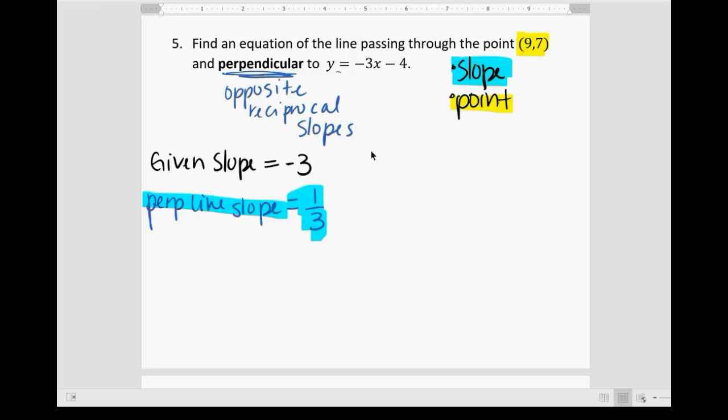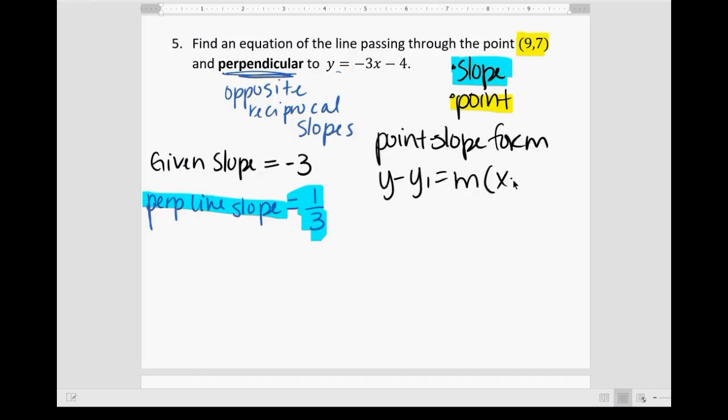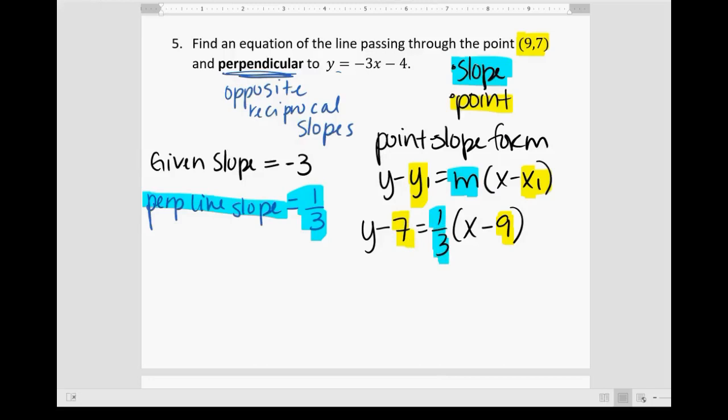So we have a point and a slope, so we're going to use point-slope form, which is y minus y1 equals m times x minus x1. So the x1 and y1 is just where we're going to plug in our x and y coordinates from the point that's given to us, and the m is your slope. So we're going to have y minus 7 equals 1/3 times x minus 9. Okay, that came from your point and then the slope. And let's put that into slope-intercept form.